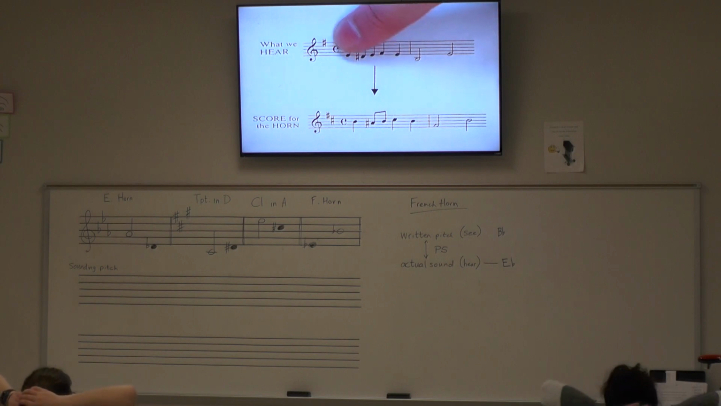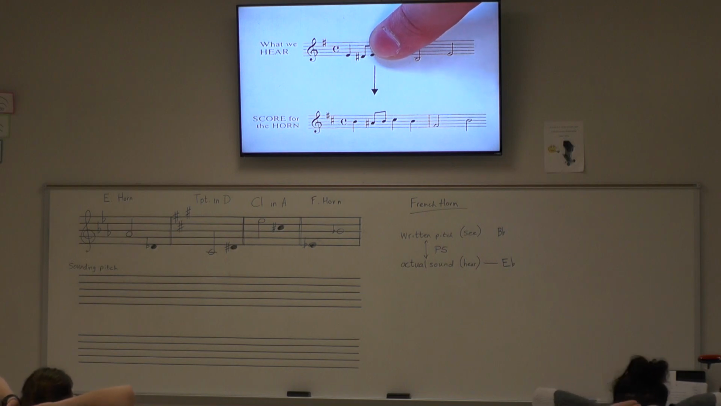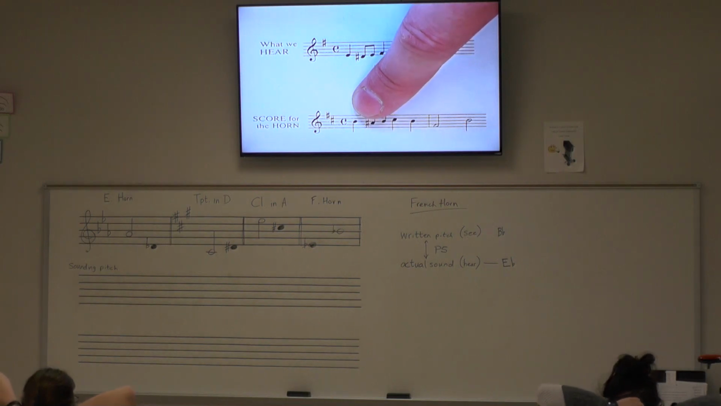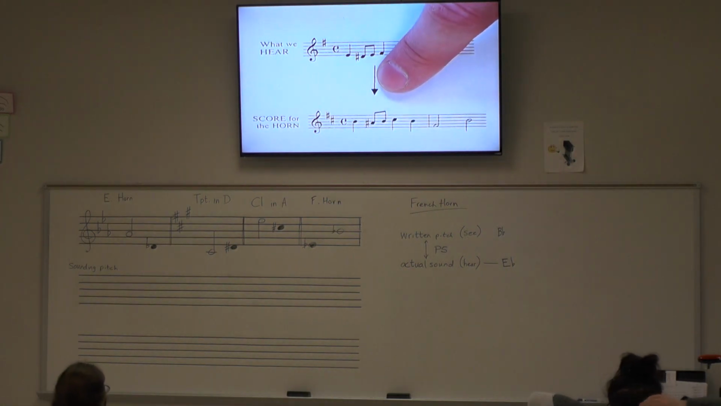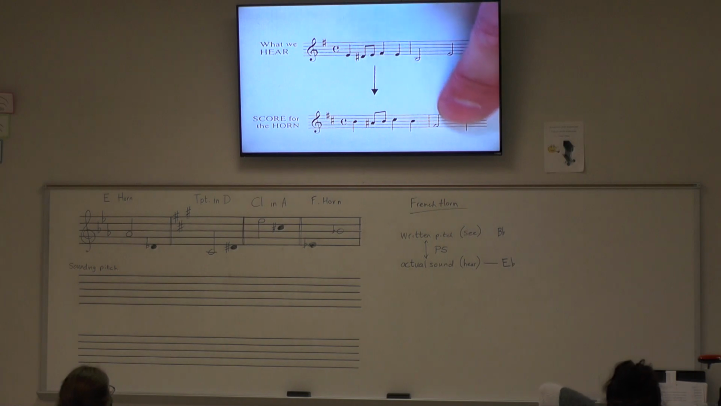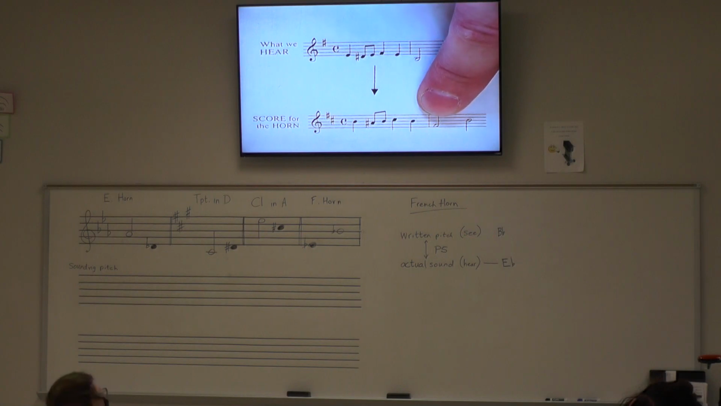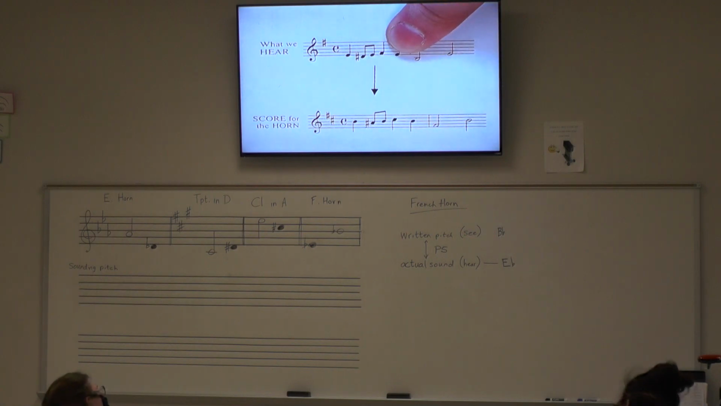If we're actually hearing the first 3 pitches out of a horn, E, D sharp, and E, would not what would have to be written for the horn be the notes a perfect fifth higher, B, A sharp, and B? And that's exactly what's happening. This notation down here is a perfect fifth higher than this, because this is written notation, this is actual sound.